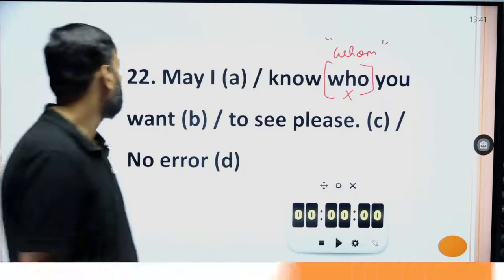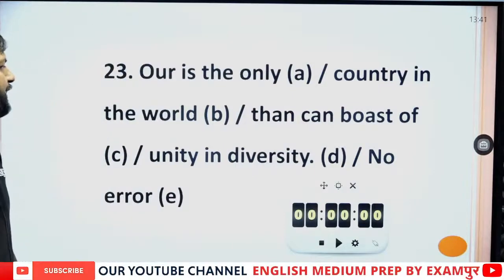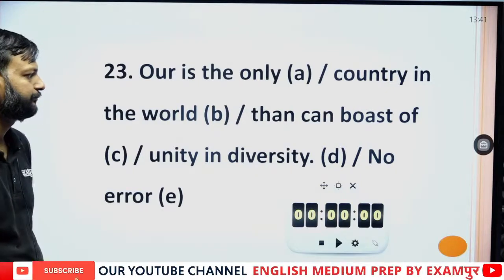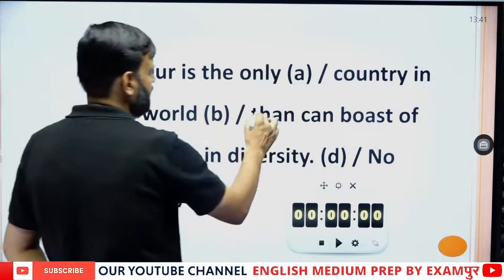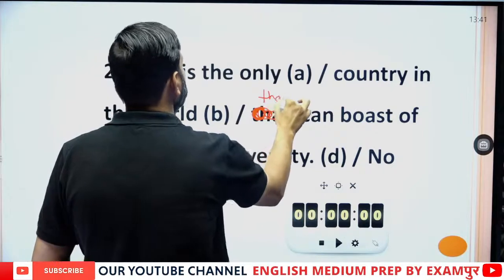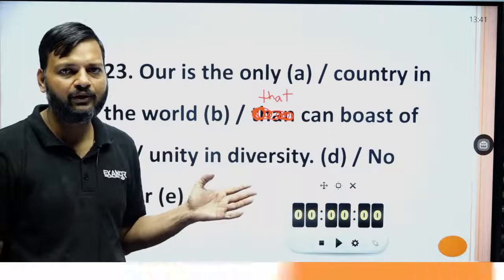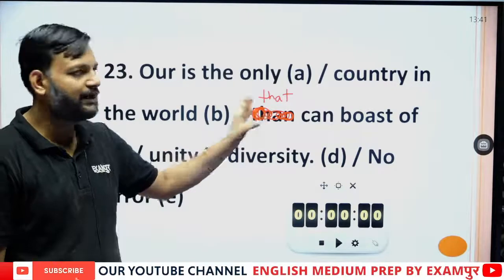Now the next question, question number 23. Ours is the only country in the world that can boast of unity in diversity. This is a typing error. Here in place of then, use that. This was not the question. So ours is the only country in the world that can boast of unity in diversity. Now find the error.